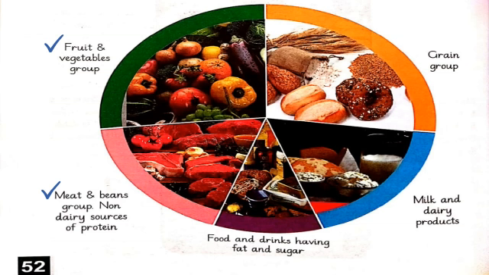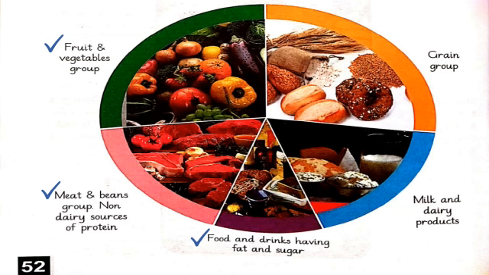Next is fats group. Food and drinks having fat and sugar. Dear students, a small amount of fat is an essential part of a healthy balanced diet. It is very important part of a healthy balanced diet. Fat is a source of essential fatty acids which the body cannot make itself. These all groups are very important for a balanced diet. Fat helps the body to absorb vitamins.